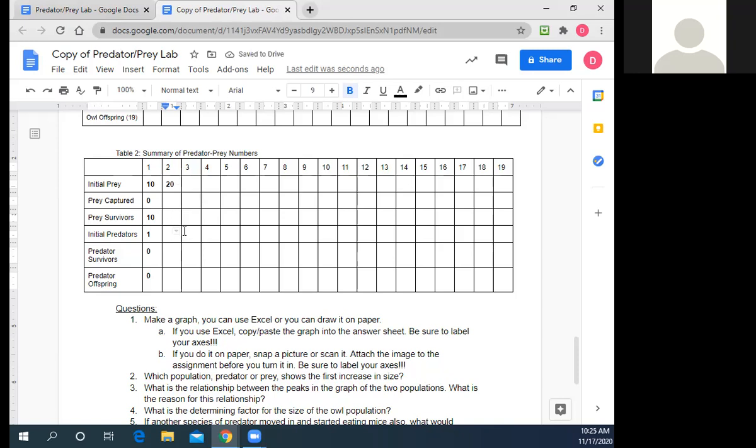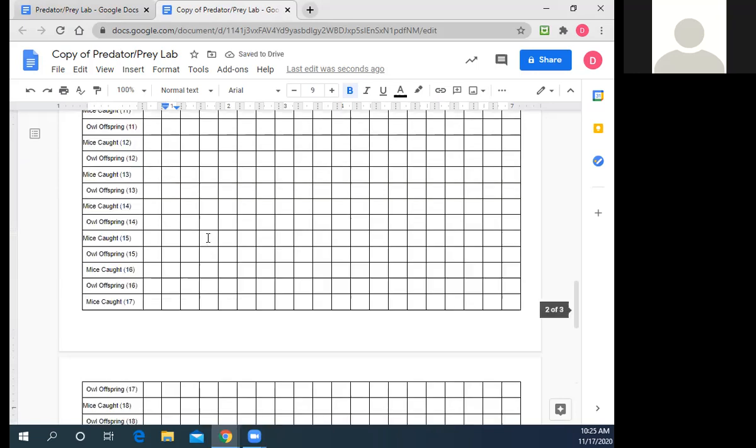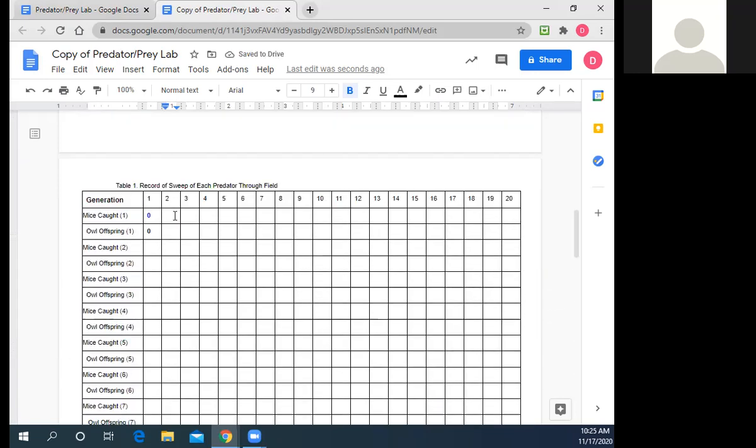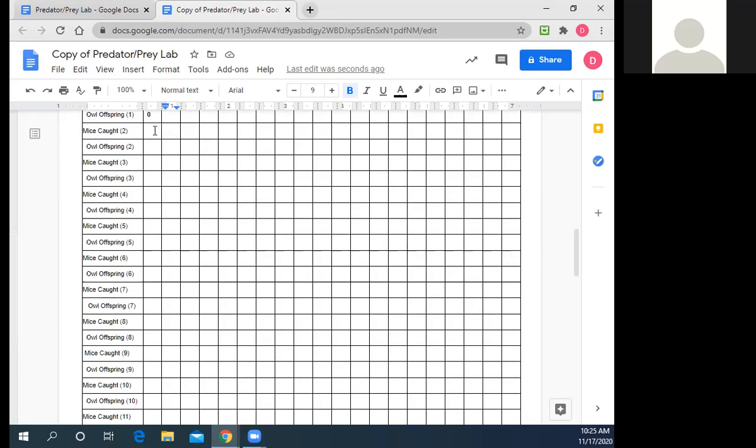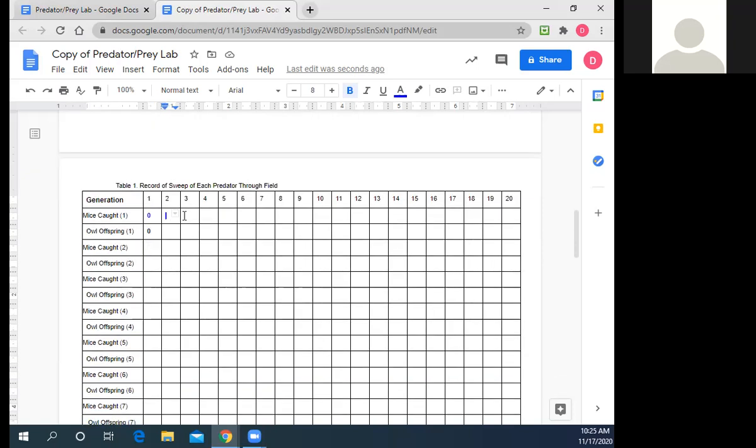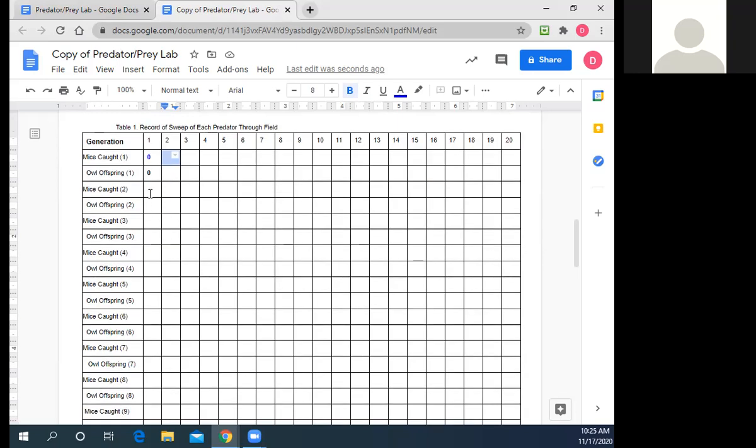Now, initial predators, we would be tempted to fill this out with 0, but we said that we can never have less than 1 owl. So it's still going to be 1. And then we're ready to jump up to this data table. So mice caught, generation 2. So be careful not to write your answer here. This would be if generation 1 had a second owl, but it didn't, so we're not going to use those rows or columns. We're going to jump down here to row 3 where it says mice caught.